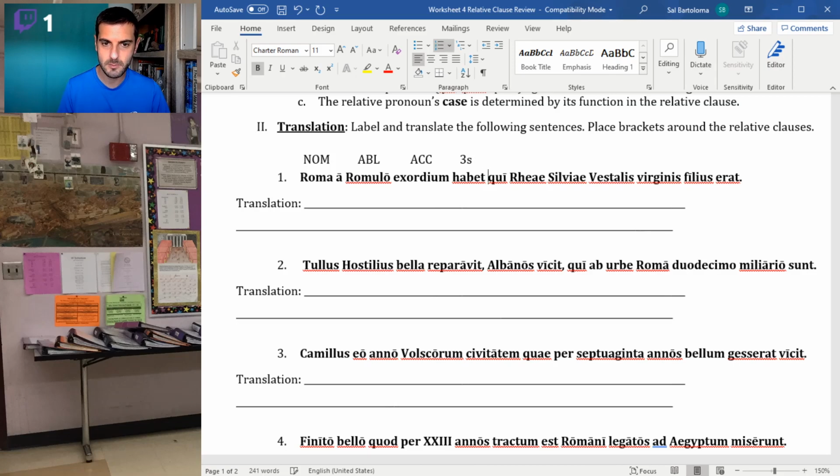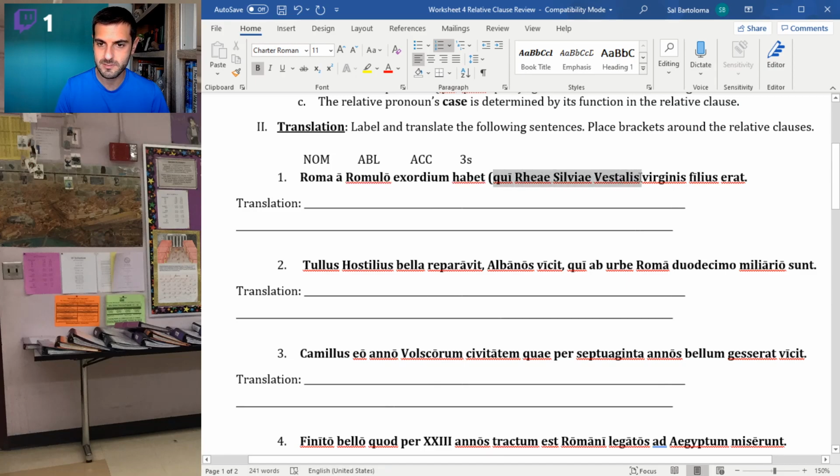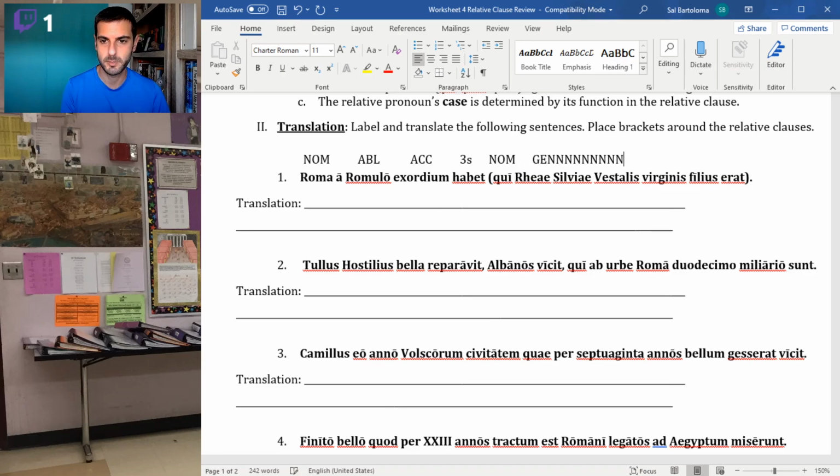Once we get past habet, we're into this relative clause situation. Because it's a clause, it needs to have a verb, so I've got to keep going here. Qui Rheae Silviae Vestalis virginis filius erat. So the clause is going to be the rest of the sentence. Qui only has one possibility. Qui has to be nominative. Rheae Silviae, Rhea Silvia, the Vestal Virgin. This is one big old genitive here. And then we have a predicate nominative here in filius.